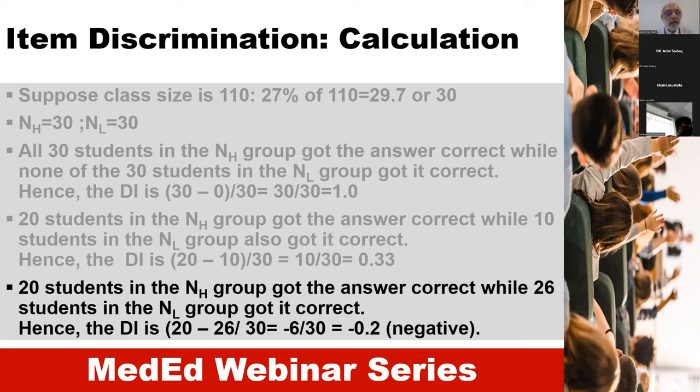On the other hand, if 20 students in the higher group got the answer correct, while 26 in the lower group did, this means that the students in the lower group are answering more correctly than the higher group. In this case, the discrimination would come out negative.